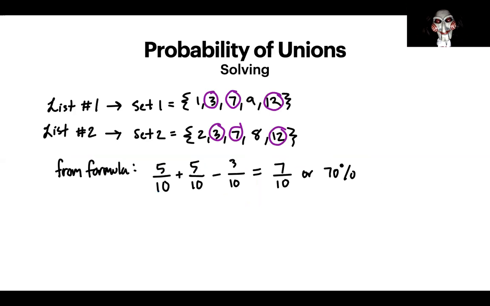Okay, so the next part of the equation is to identify the items here that are duplicated. So we have 5 over 10. The 5 represents the first set over the total amount of items, which is 10. So 5 over 10, that's going to be our P of A. And the second set is also 5 over 10. This will be represented as P of B. And we're going to subtract the intersects, or the redundancies. In this case, there are a total of 3 redundancies: 3, 7, and 12. If we add the algebra to that, we're going to get 7 over 10, or 70%.